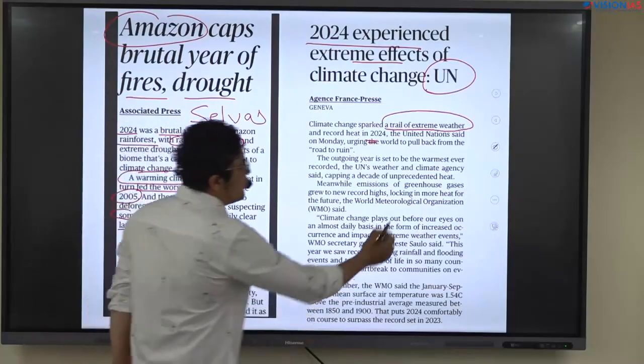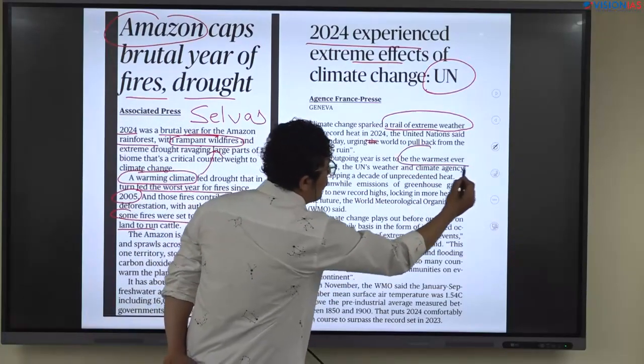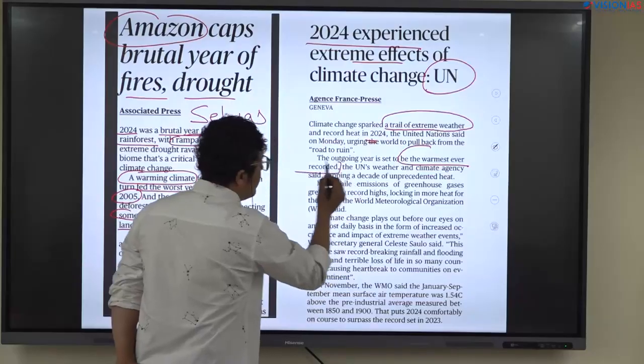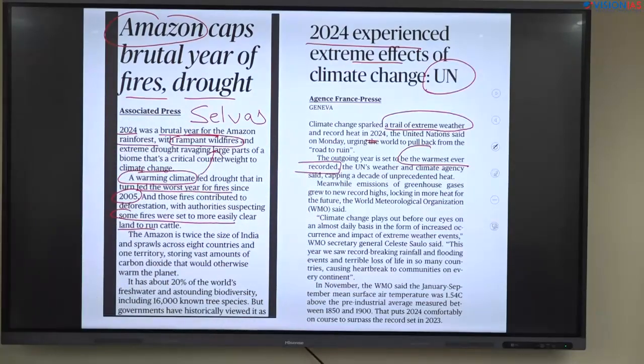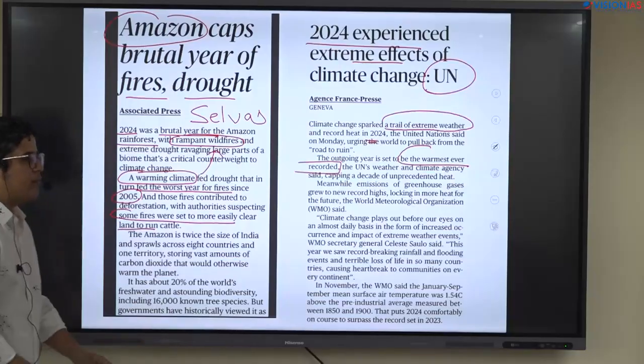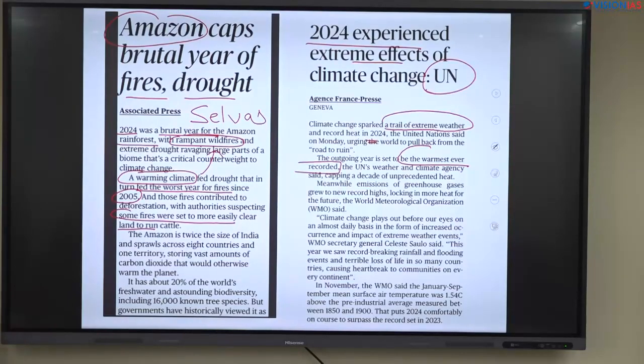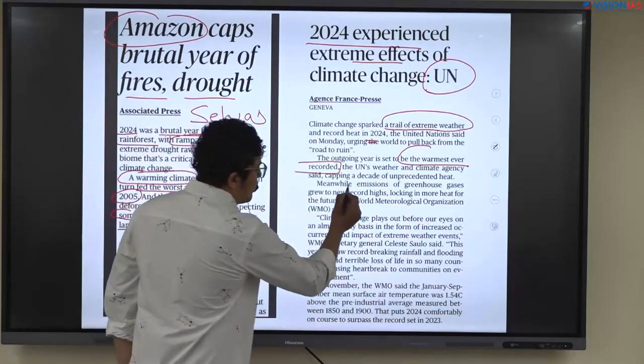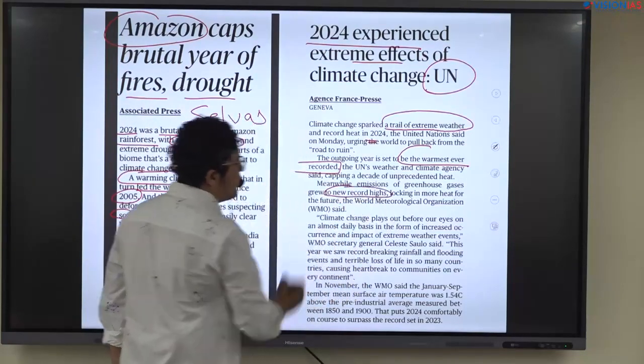And 2024 is considered the warmest ever recorded. Warmest year in the history of humankind since we had data of temperature. So what these news articles are telling you is that every year is getting warmer than the previous one. Global warming is increasing. We saw some new record highs.